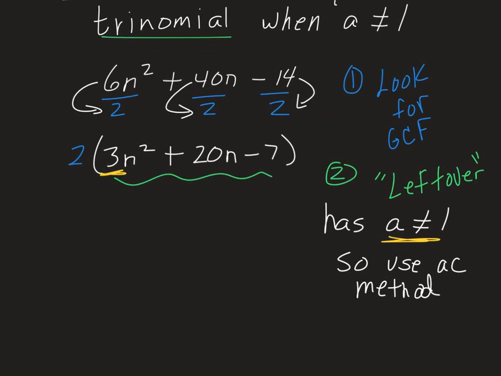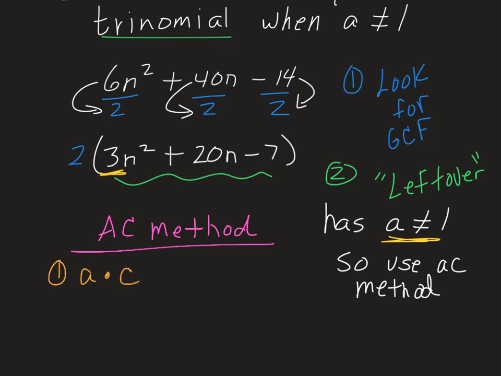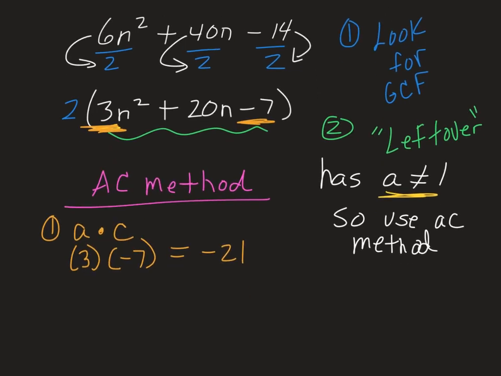And here is what we're going to do. So the AC method starts off by first of all multiplying a times c. So I'm going to take my a value and I'm going to multiply it by c. So in this case, a is 3, c is negative 7. So a times c equals negative 21.